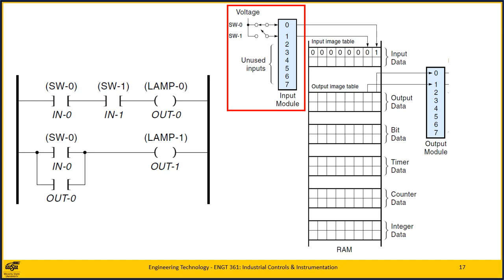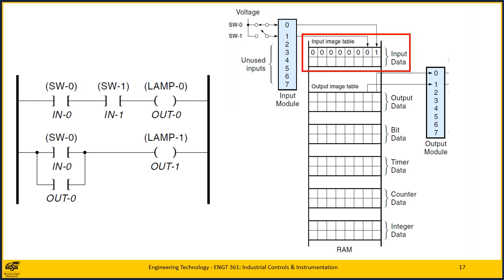Step 1. The PLC reads in data from the input module and stores the values of all 8 inputs as a word in the input data section of memory. Each bit in the word represents the present status of one external switch.